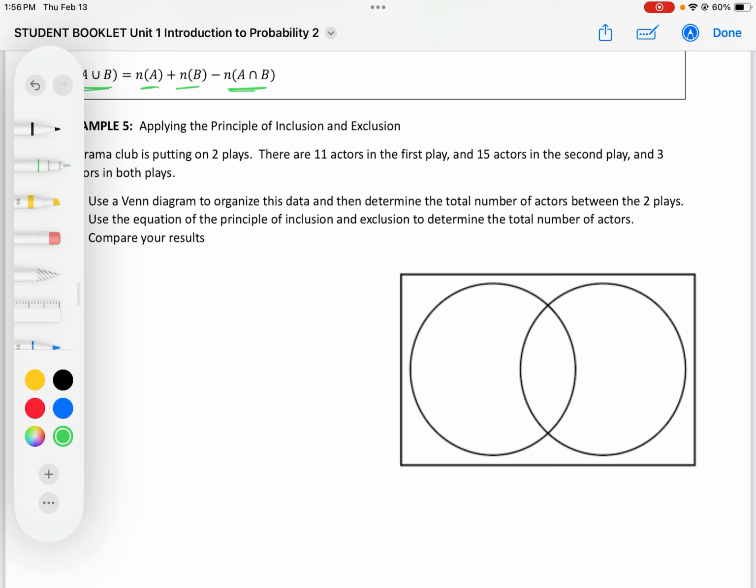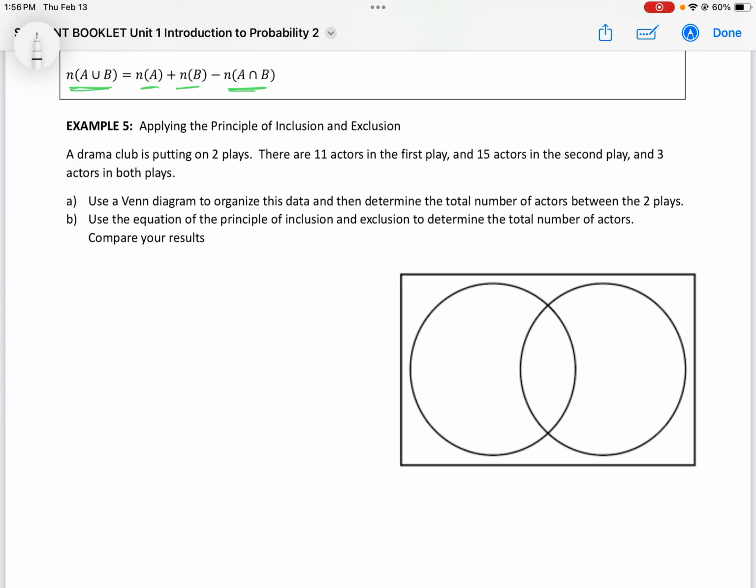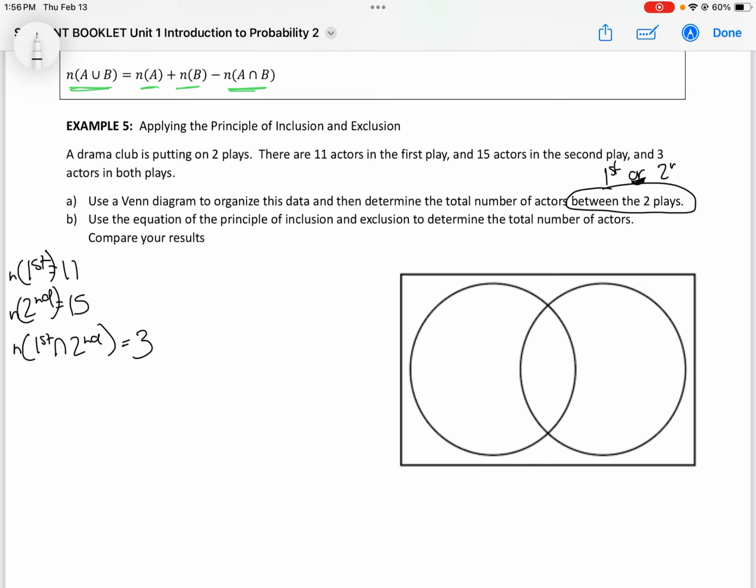So a drama club is putting on 2 plays. There are 11 actors in the first play, 15 actors in the second play, and 3 actors in both plays. So the number in the first and the second, that intersection, is 3. Use a Venn diagram to organize the data and then determine the total number of actors between the two plays. Okay? So what that's asking for is first or second play.